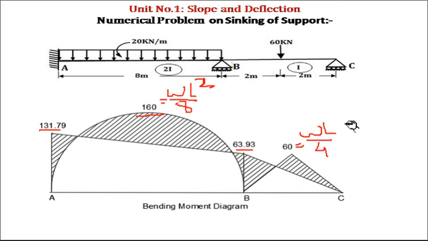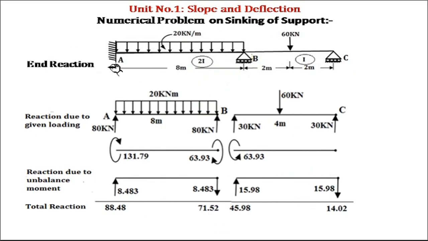So W is 16, L is 4, so we get the value 16. 4 get cancelled, we get 16. Okay, so this is the superimposed bending moment diagram for the given beam. To draw the shear force diagram, we have to find out the support reaction.